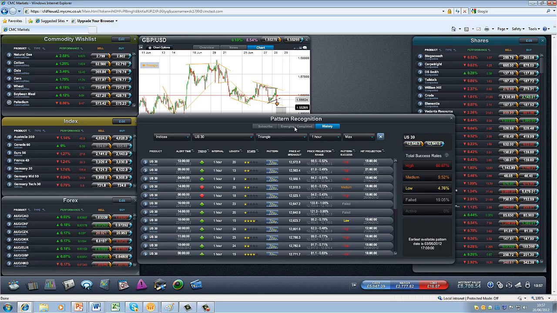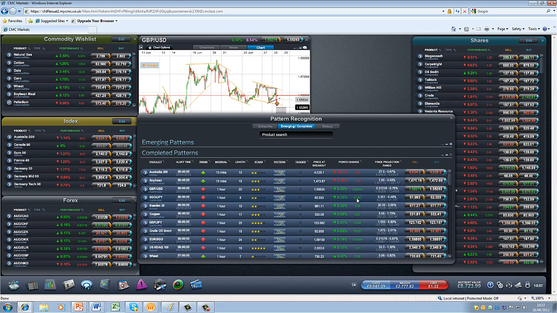It's also worth noting on the emerging completed section on here, what I really like to look for when there's new patterns that arise is how much further the price action has increased or decreased since the alert was generated. If it's in red, that means it's gone against you. So the Australia 200 was giving a buy signal, so the market has actually retreated that little bit on there as well.